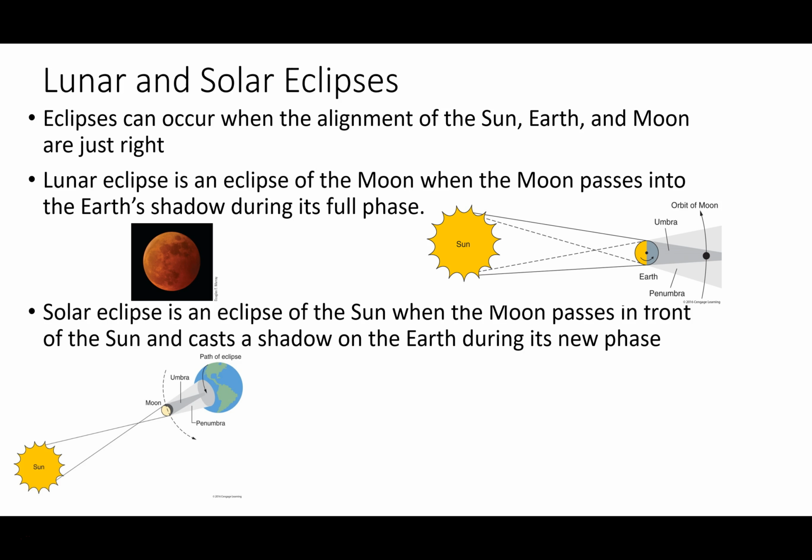So what phase is this for? Sometimes this comes up in the form of a test question. Up here, let's go back to a lunar eclipse. What phase is that? Full moon, yep, full moon. How about this one right here? New moon, yep. All right, full moon up there for the lunar eclipse, and new moon down there for the solar eclipse.